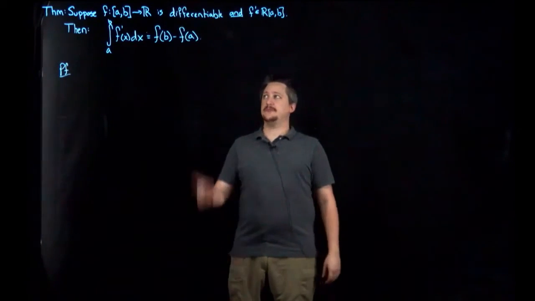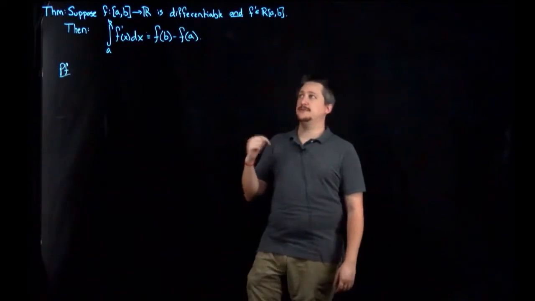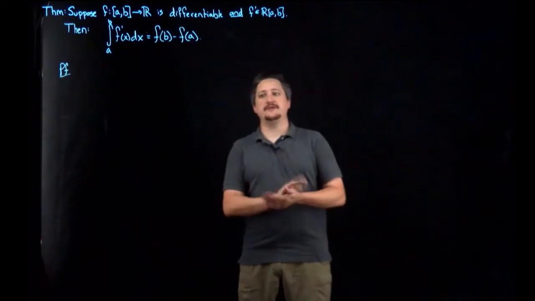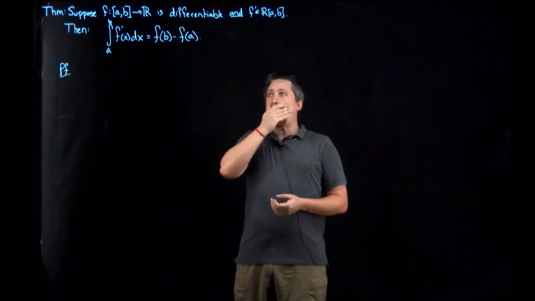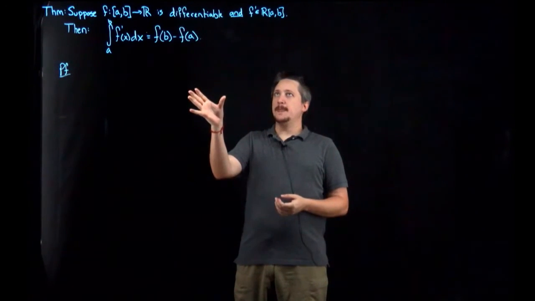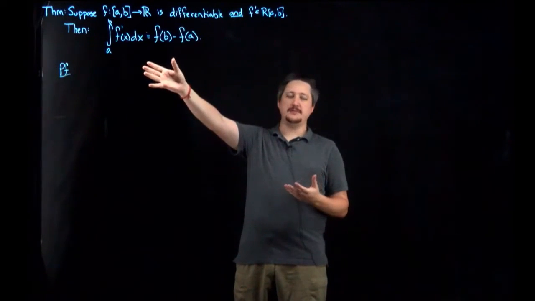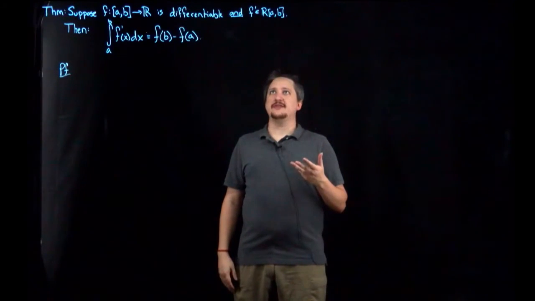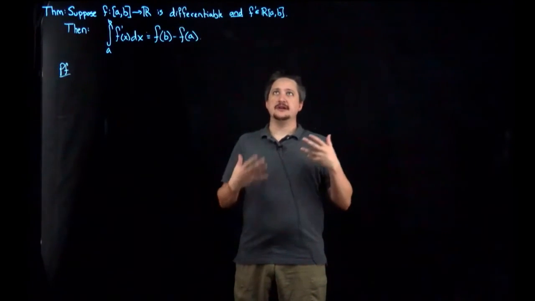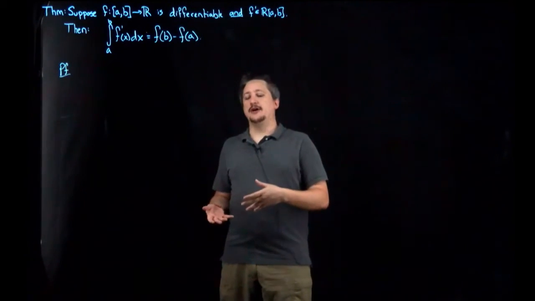Okay, so in this video, we're actually going to be doing the proof for the fundamental theorem of calculus, your favorite of favorite things from Calc 1 and Calc 2. So, in particular, we're going to suppose that we have some f from the interval a to b to R as usual. We're assuming that this thing is differentiable and that f prime itself is also Riemann integrable.